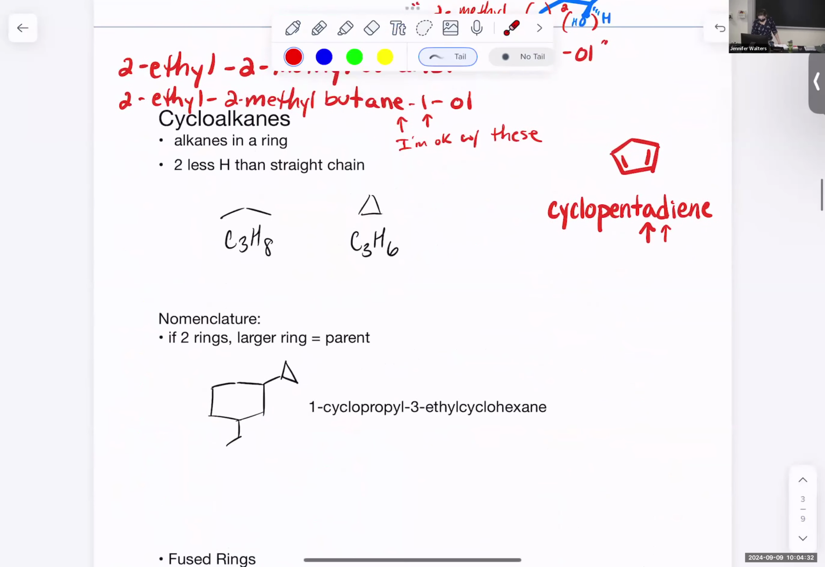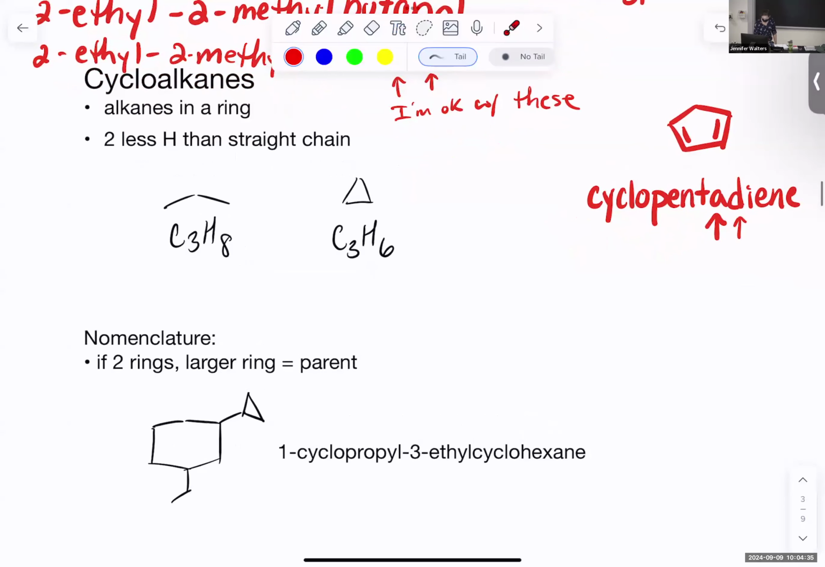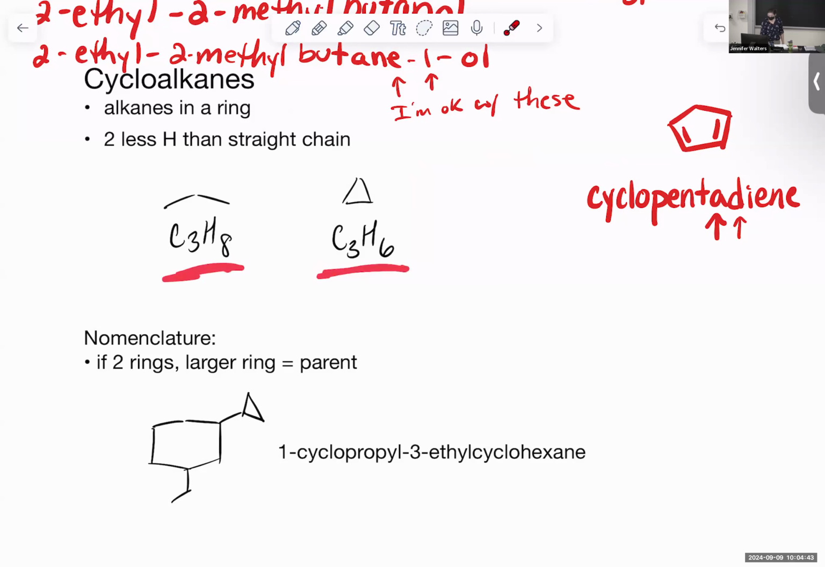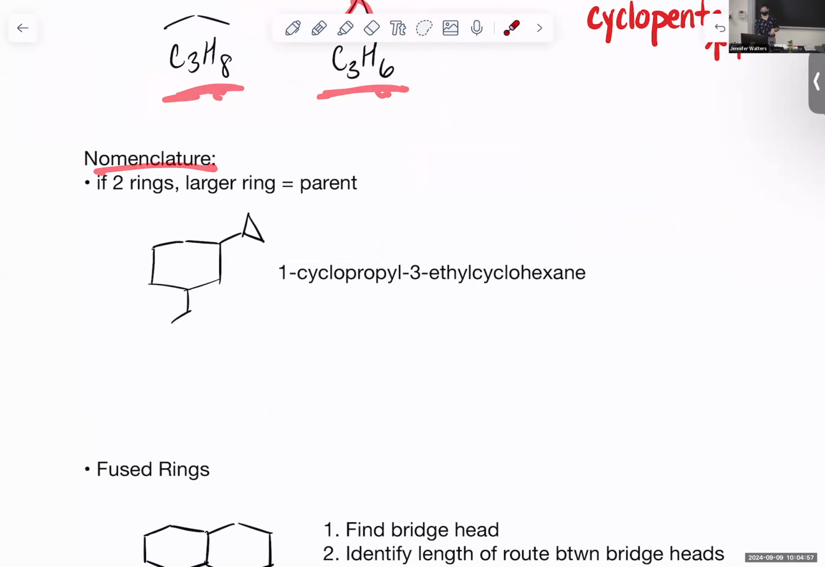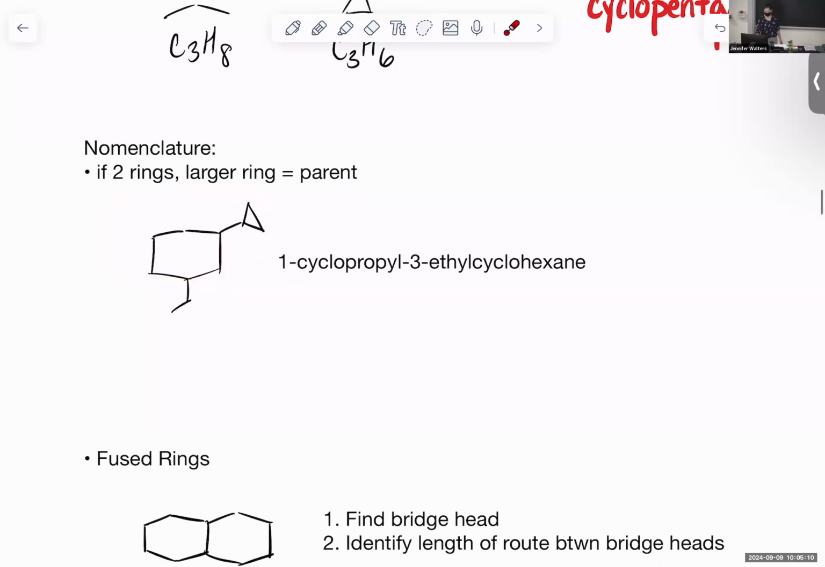When we're naming, because this is review, the cycloalkanes are a form of unsaturation. They have 2 fewer hydrogens than the straight chain. Remember that unsaturation is pi bonds and rings. Becoming a ring takes away 2 hydrogens. In our nomenclature, if you are just a hydrocarbon, all you have are carbons and hydrogens, I don't have a primary functional group, the ring is going to be your parent. If you have multiple rings, the larger ring is your parent. And we'll do fused rings next time.